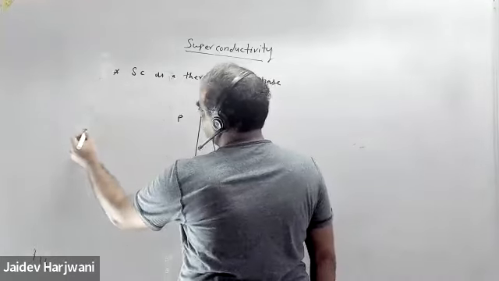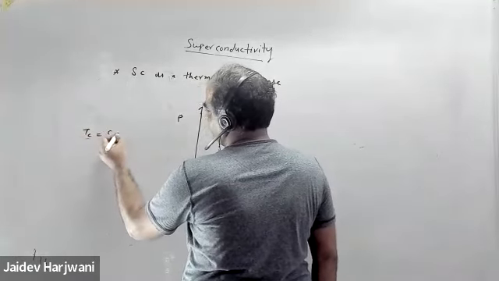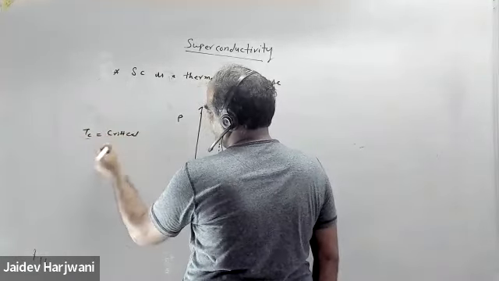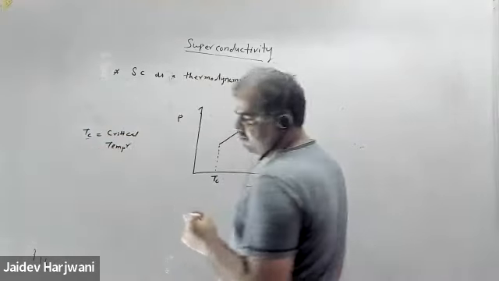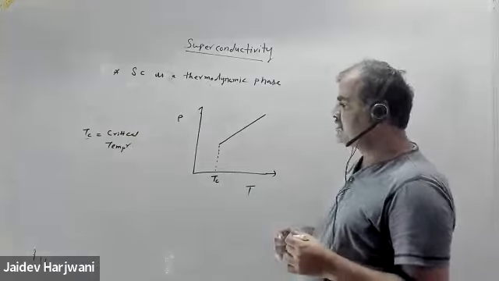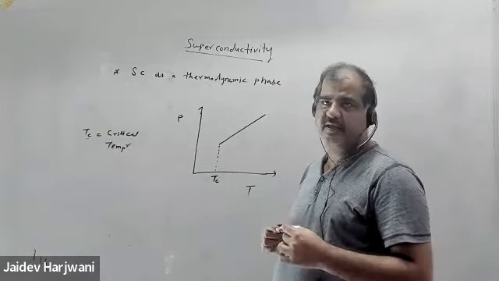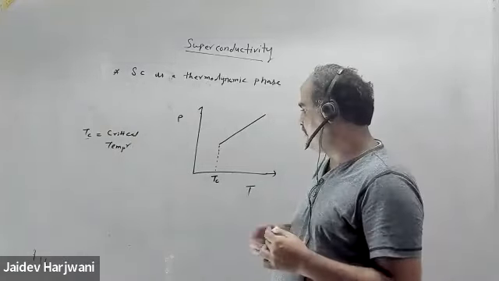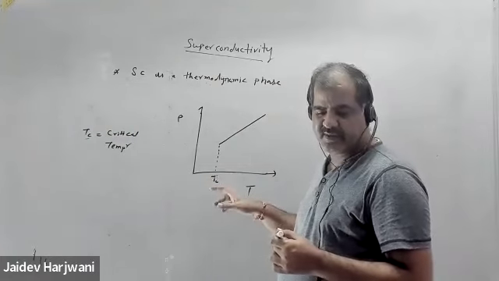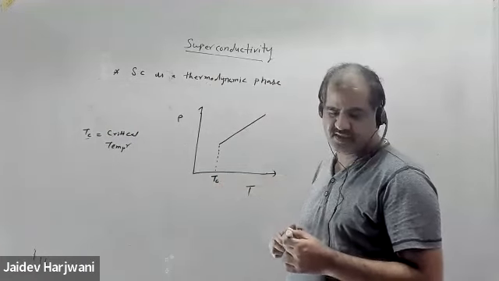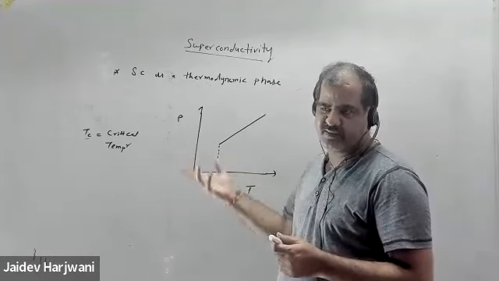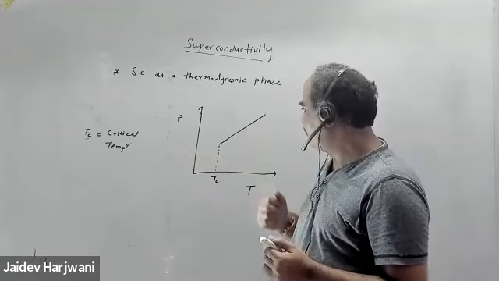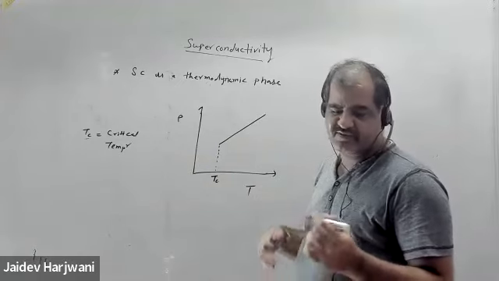So what is TC? TC is your critical temperature. There are some materials whose resistivity suddenly drops to zero below a critical temperature TC. This is the characteristic of a superconductor. For example, for lead, it was 4 Kelvin.